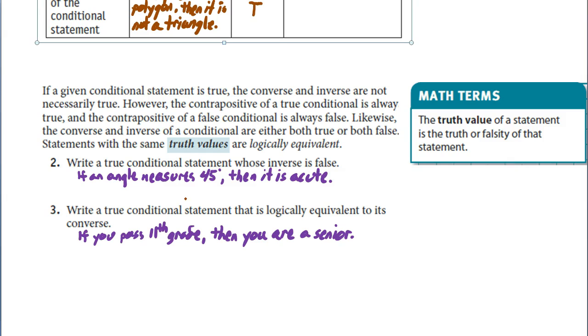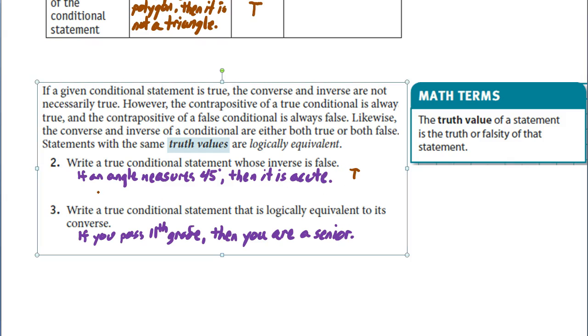We need to think of a sentence that's true, but if we created its inverse, it would be false. Here in purple is one that I thought of. If an angle measures 45 degrees, then it is acute. That's a true sentence. Let's create its inverse by negating the hypothesis and conclusion. If an angle does not measure 45 degrees, then it is not acute. That's false. Just because an angle doesn't measure 45 degrees, that doesn't mean that it's not acute. The angle could be a 46-degree angle or a 47-degree angle or many others, and it would be acute.